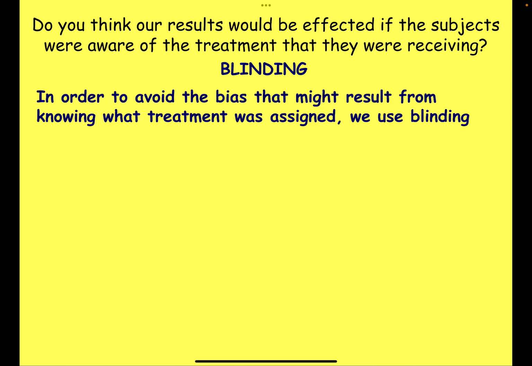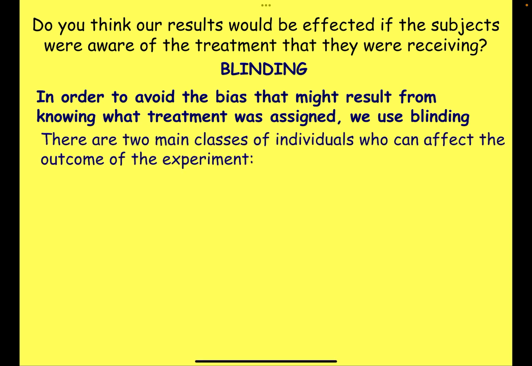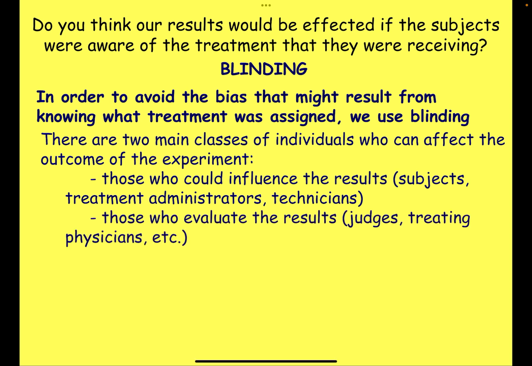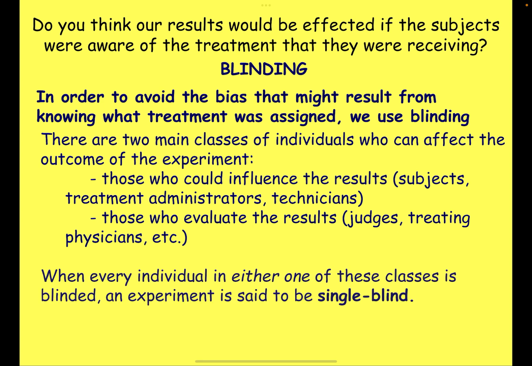Okay, in order to avoid the bias that might result from knowing what treatment was assigned, we use blinding. There are actually two main classes of individual that can affect the outcome of an experiment. For example, those who could influence the results, that means the subject, the treatment administrators, or the technicians. But there's also those who evaluate the results, like the judges, the treating physicians, etc. When every individual in either one of these classes is blinded, an experiment is said to be double blind.